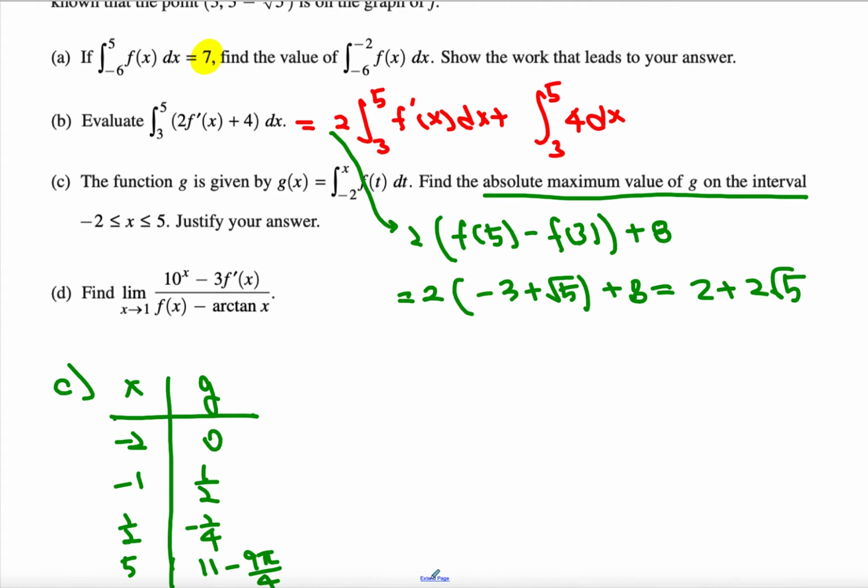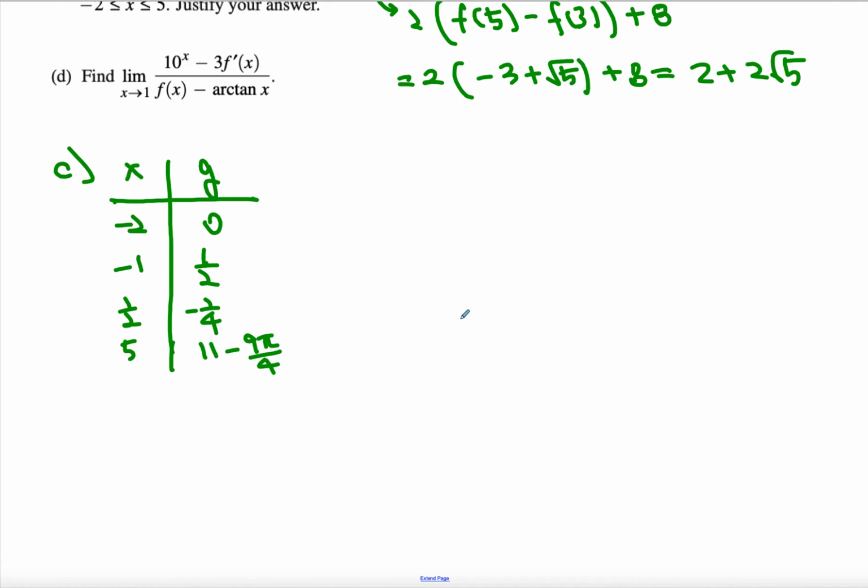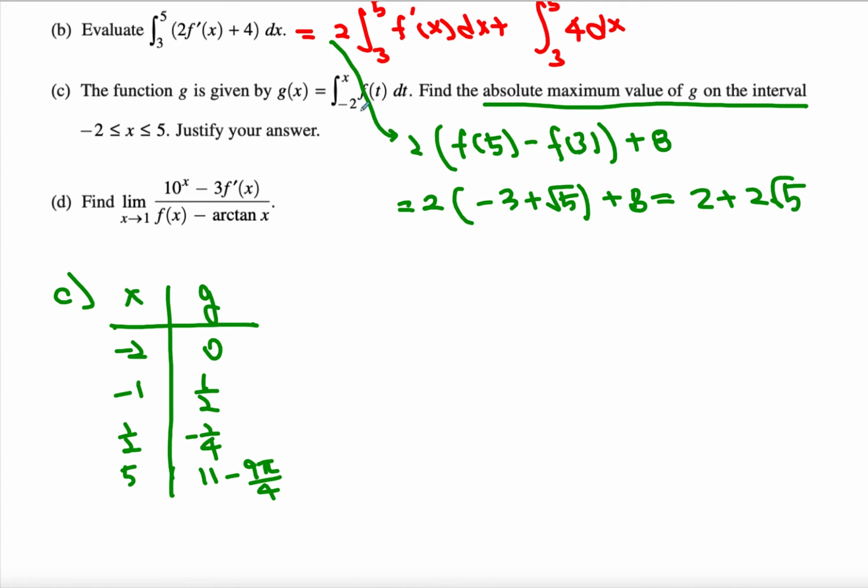So therefore, when we look for the absolute maximum, obviously it would have been this one. So choice C says, find the absolute maximum on that interval. The absolute maximum is 11 minus 9 pi over 4.